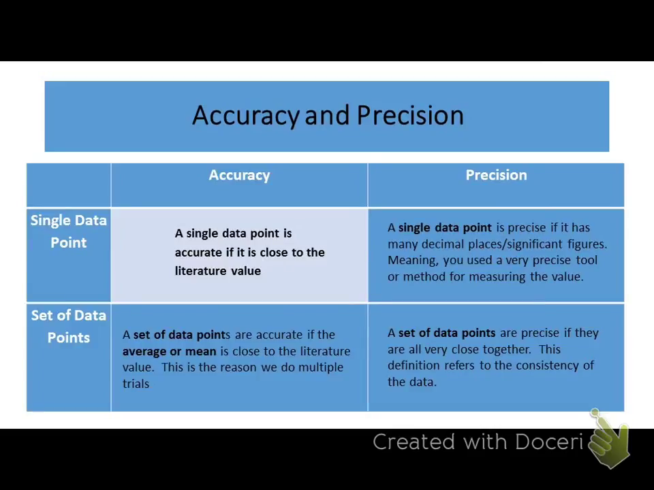Alright, so this table here that we're going to fill out will give us a more in-depth look at accuracy and precision. So when we do an experiment, we're going to gather data points. And it's important to determine if a single data point in our experiment is accurate and precise, as well as to take a whole bunch of data points from different trials and average them together and determine if the average is accurate and the data points themselves are precise. So this table will help us here. So let's look at single data points first.